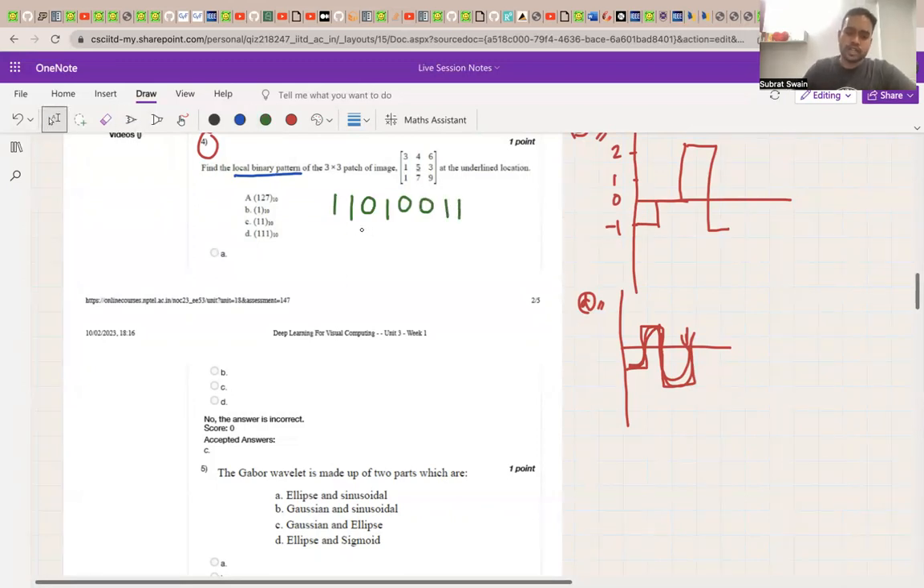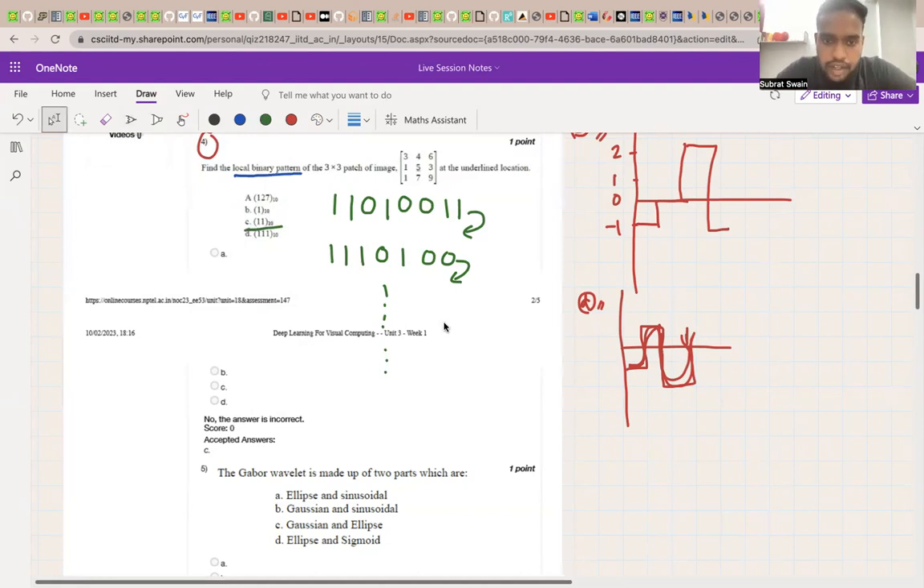And if you start rotating it, the next rotation will be 1, 1, 1, 0, 1, 0, 0, and you keep on rotating it till you get to the last value, and you find the minimum of that, and you will get that value is this one. The answer is C, right? So it will be 11.